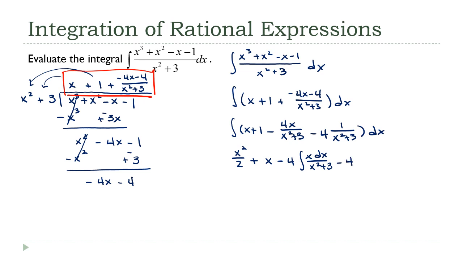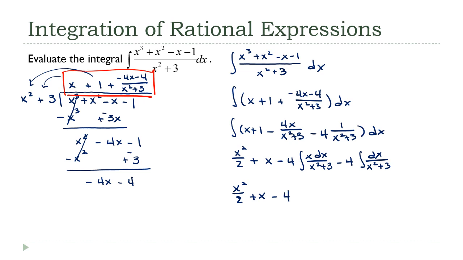Minus 4. Now this one, actually, let me just write it. Integral dx over x squared plus 3. Hopefully that's familiar to you. That looks just like the integral that we did on the last page. All right, so let's see. What do we get then? This is x squared over 2 plus x minus 4.